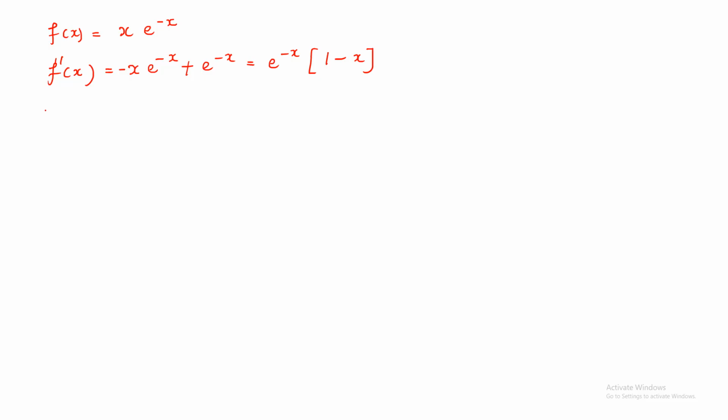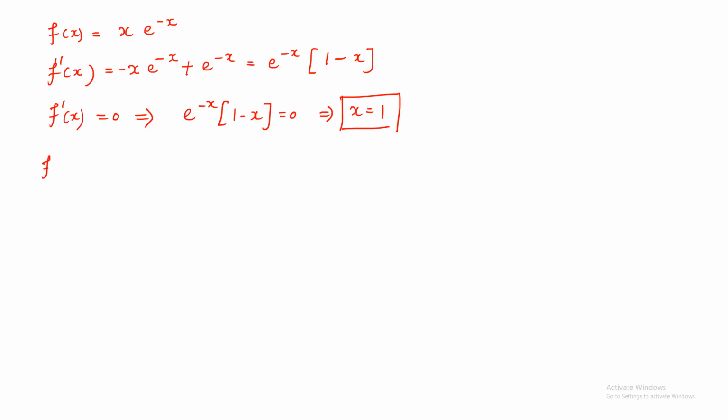Now in order to find the stationary point, we have to equate this first derivative to 0. Then we will get e power minus x, 1 minus x is equal to 0, which will give us x is equal to 1, right? Now we have to check whether x is equal to 1 will give minima or maxima for this function.